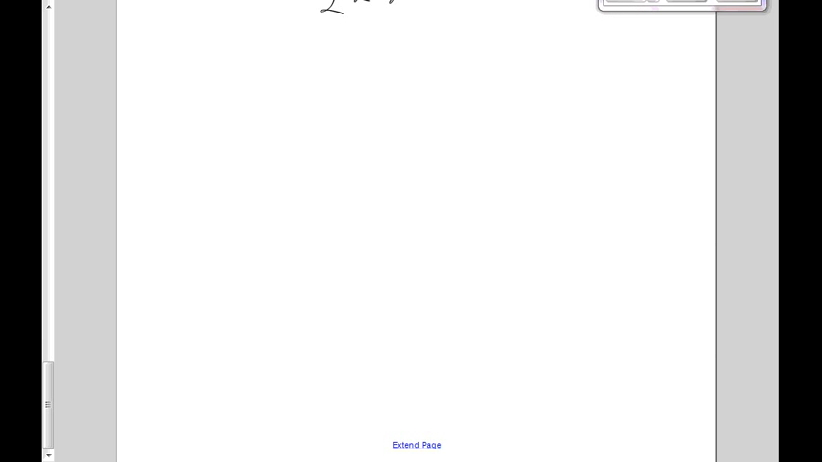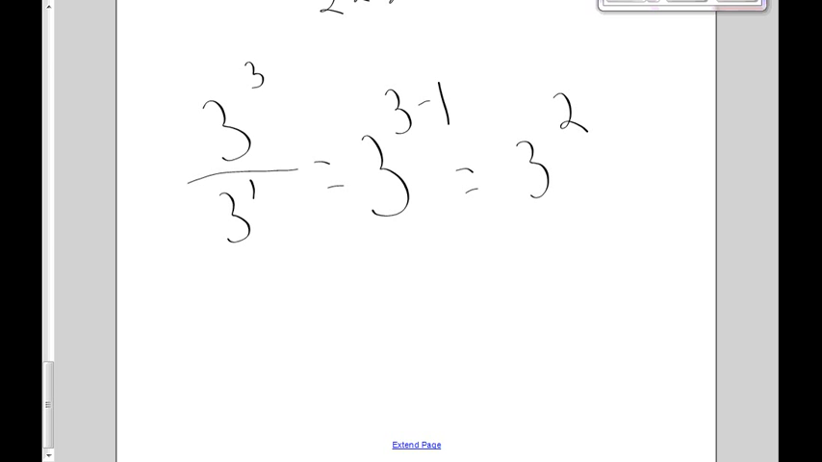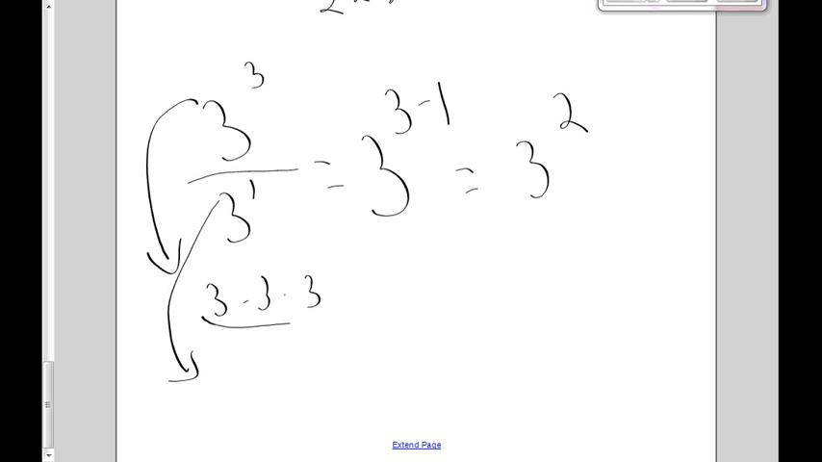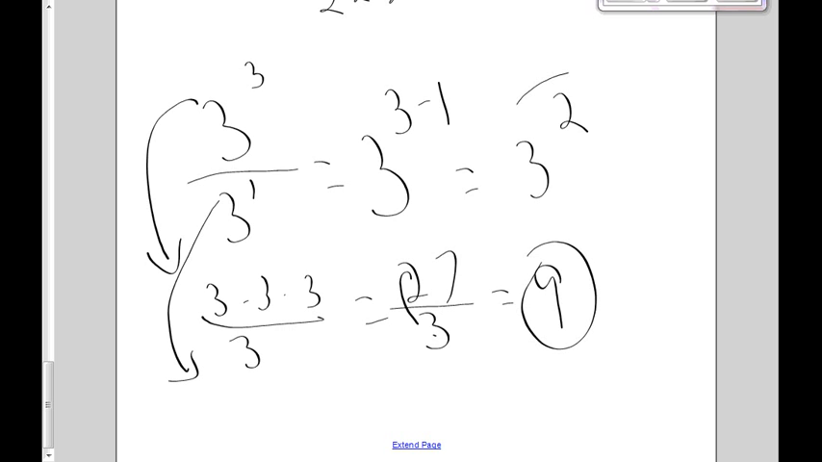Let's try that again. 3 to the third divided by 3 to the 1. The rule says we can take 3 to the 3 minus 1, which is 3 squared. Well, let's check it out. 3 to the third is 3 times 3 times 3. And 3 to the 1 is 3. Well, this will end up giving me 27, and this will end up giving me 3. Hey, 3 goes into 27 9 times, and isn't 3 squared just another way of saying 9?